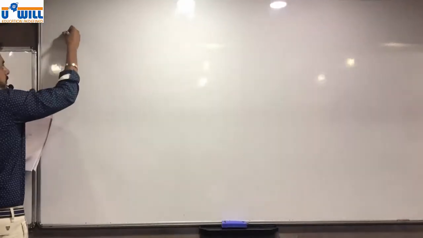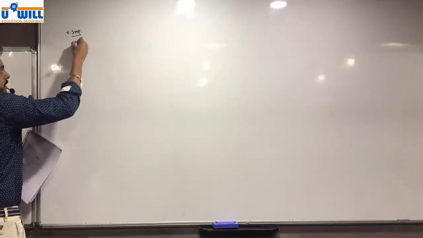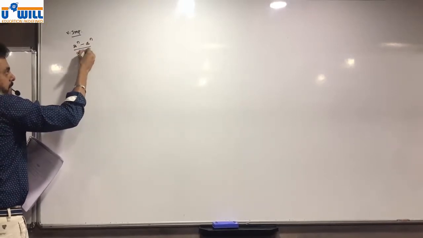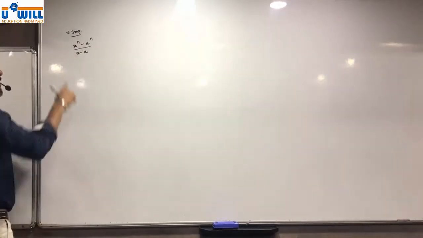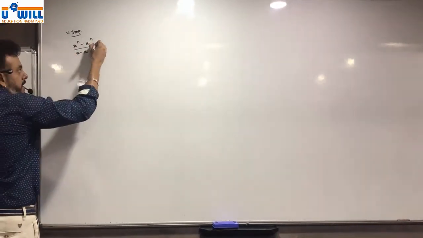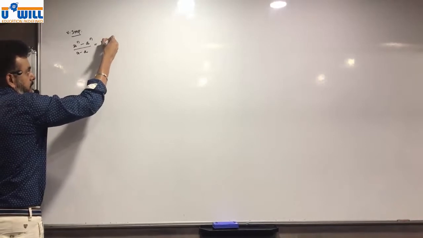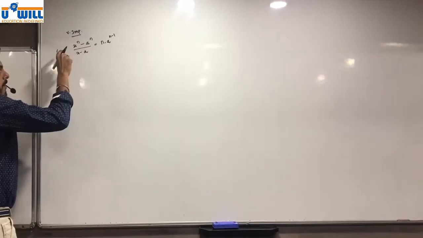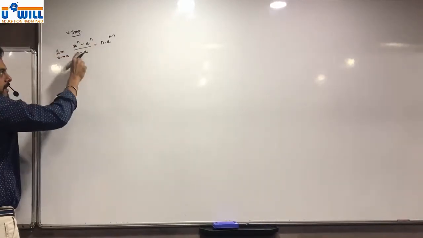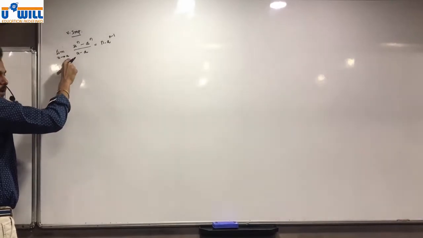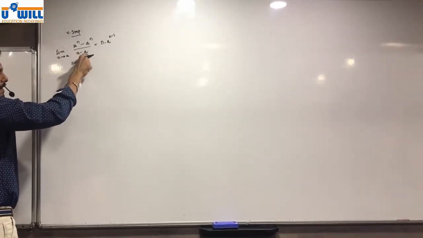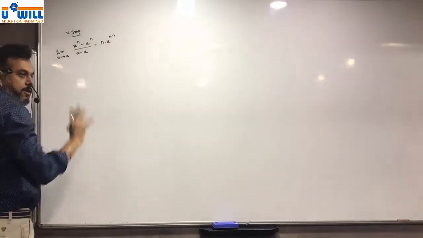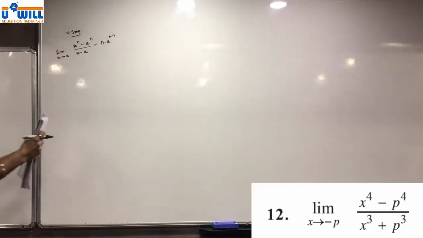Now, very important formula. The formula is x raised to n minus a raised to n upon x minus a. If it is given like this, we directly write n into a raised to n minus 1. If we have a similar equation like this, where limit x tends to a, x minus a, x raised to n, a raised to n, then directly n into a raised to n minus 1. Now come to this sum. Question number 12.